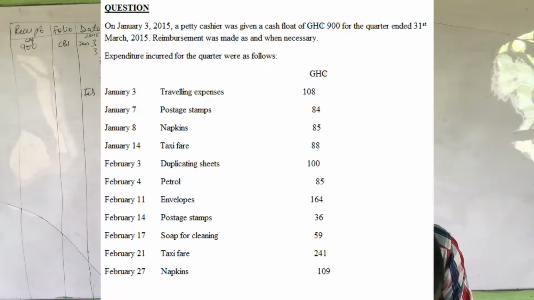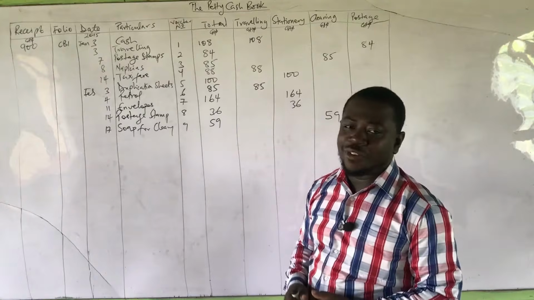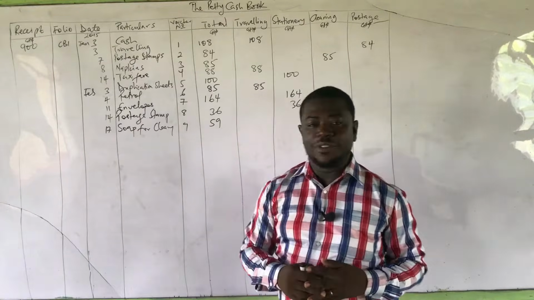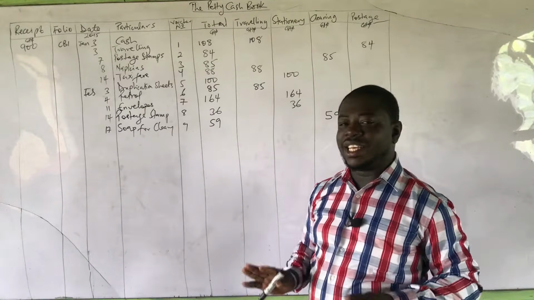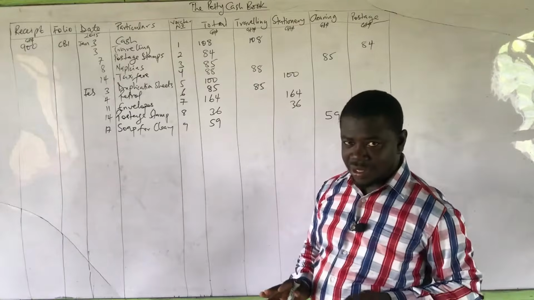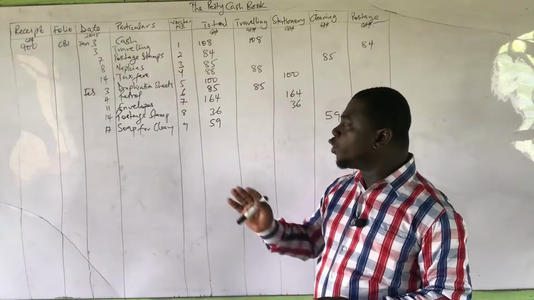What is our next expenditure? February 21. Taxi fare, 241 Ghana cedis. It is obvious that 91 cannot pay for 241. So at this point, we pause, we stop, and then we go for reimbursement.